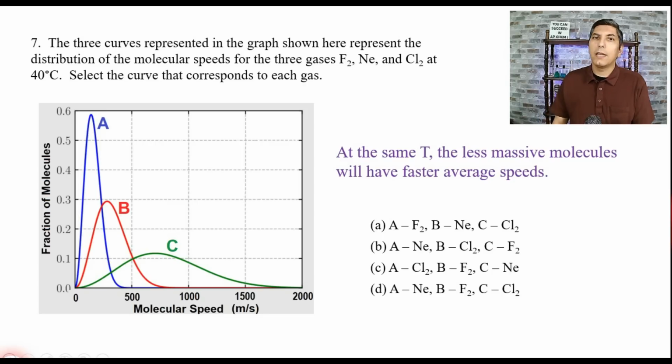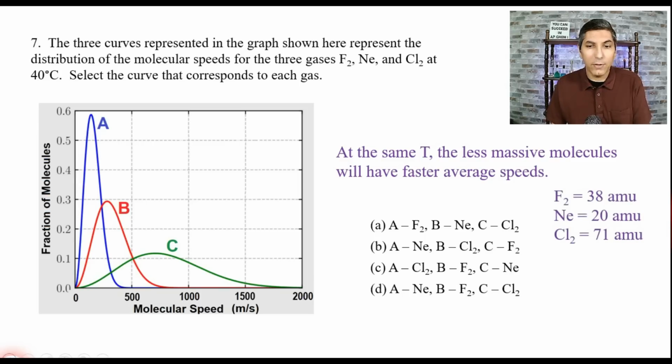And so to find the masses of these molecules, we just have to consult the periodic table, and we find that fluorine, F2, is about 38 atomic mass units, neon is about 20, and chlorine, Cl2, is about 71 atomic mass units. Now, we know by looking at this graph that A, whatever A is, has the lowest average molecular speed. And guess what? The one that has the lowest average molecular speed is the one that's the most massive. So that would have to be chlorine in this case. So chlorine is the slowest.